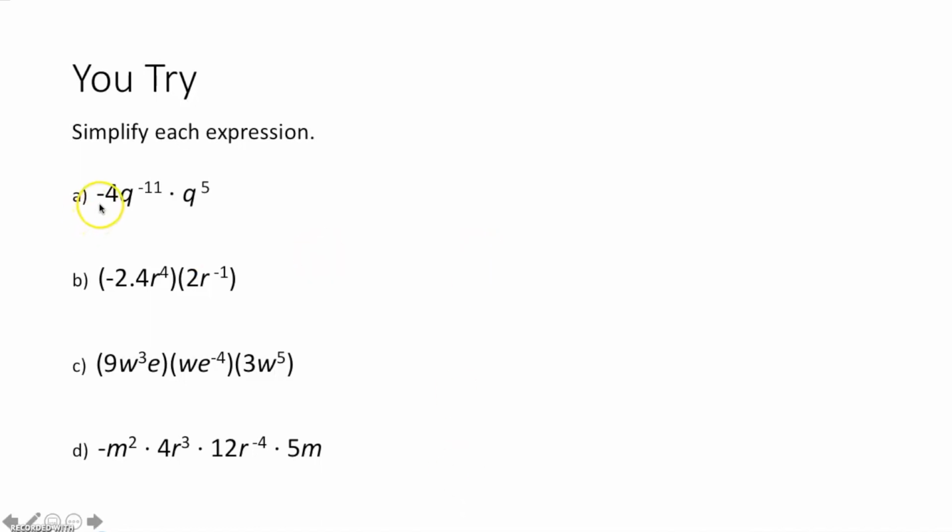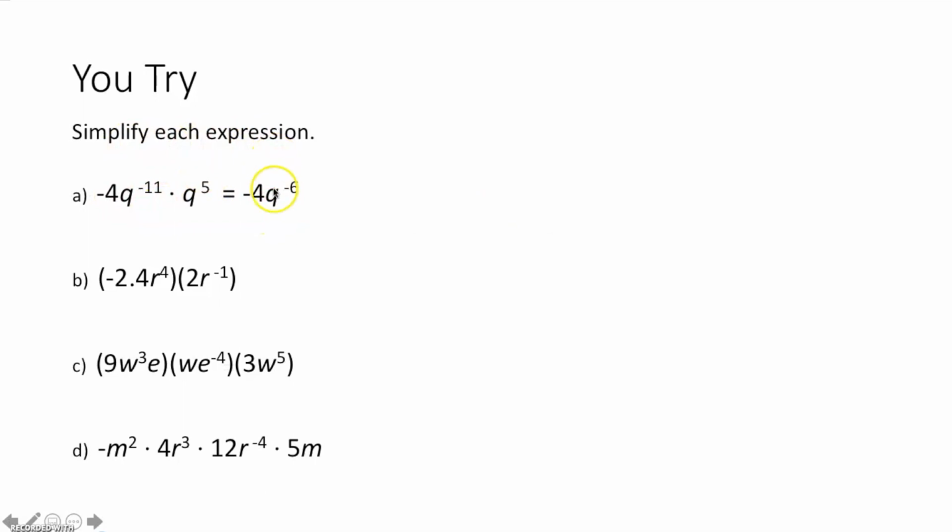Okay, doing the same thing here. So negative 4q to the negative 11th multiplying 2q to the 5th power. So q to the negative 11th times q to the 5th. Multiplying like bases, you just add the exponents together. So it's negative 11 plus 5. That's going to be negative 6. So we get negative 4q to the negative 6th power.